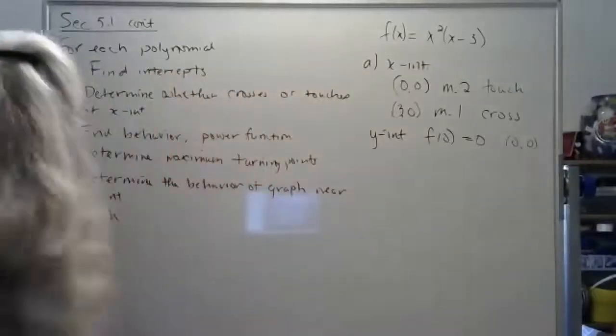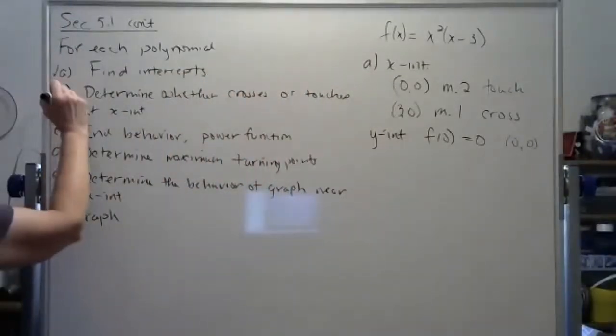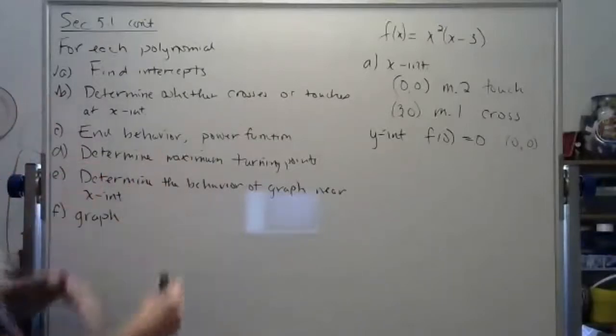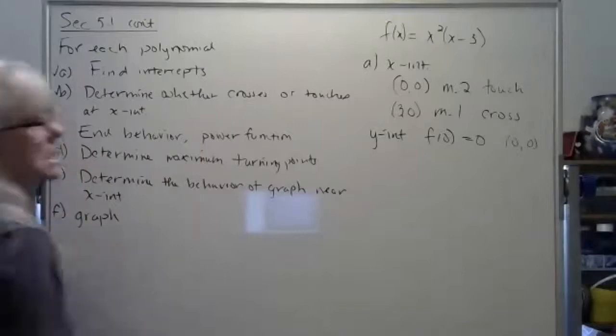Okay. So we did A and B. We kind of did them at the same time. Again, on the Pearson homework, you're not going to be able to do that. They'll walk you through it with a bunch of words. Okay, part C is the end behavior.